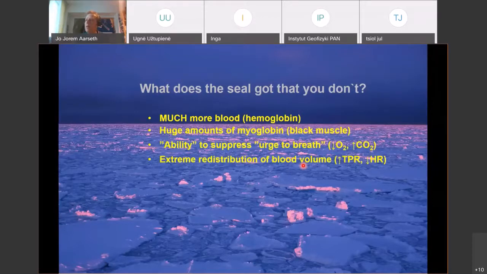Then they have an extreme redistribution of blood volume, meaning that a diving seal is not giving blood to all its organs. For instance, if you're going down to 1,000 meters to eat, you don't need to give blood to your digestive system, because your digestive system is empty and there is nothing there to digest. So you cut off all the blood supply to the digestive system, and then you can use this blood and the oxygen for the muscles or other purposes when you're diving.